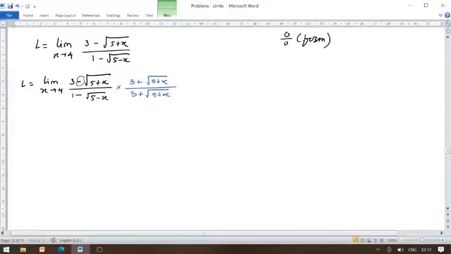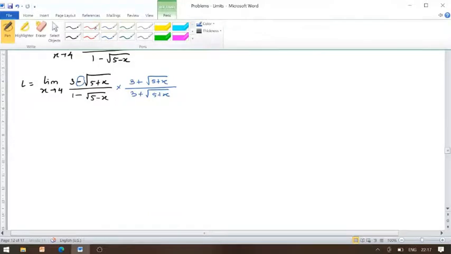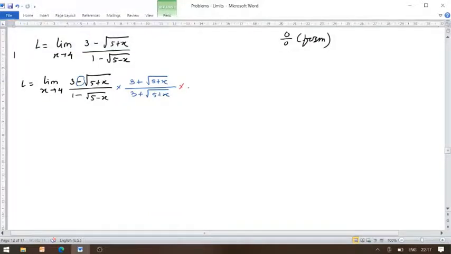And at the same time we have to rationalize the denominator also. That means we have to multiply and divide simultaneously again by the rationalizing factor of the denominator. That means we have to change the middle sign only: 1 minus root of 5 minus x divided by 1 plus root of 5 minus x.